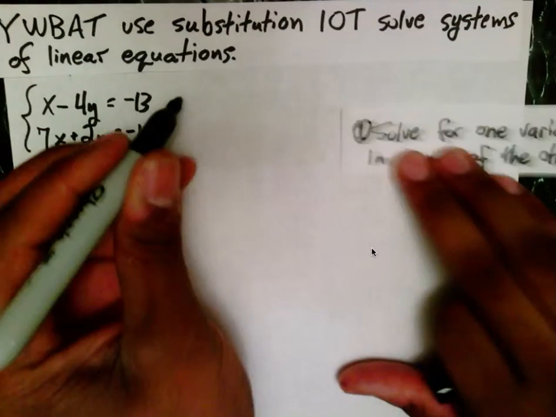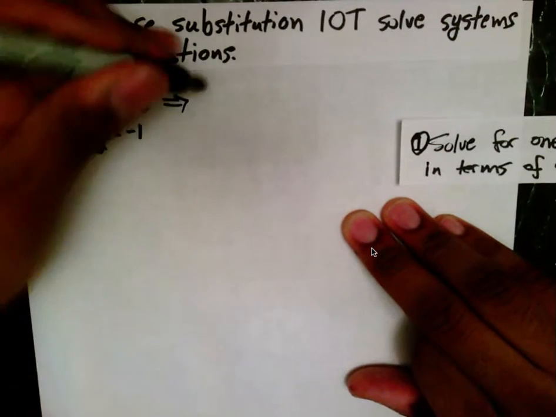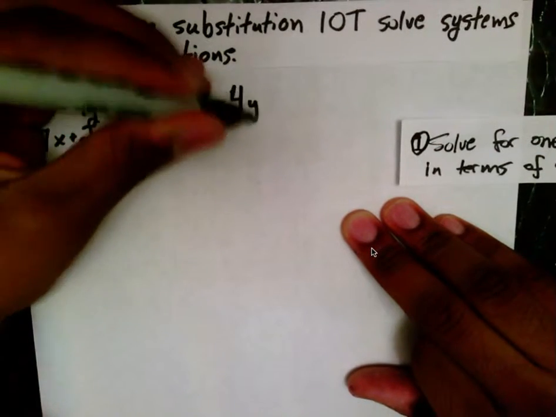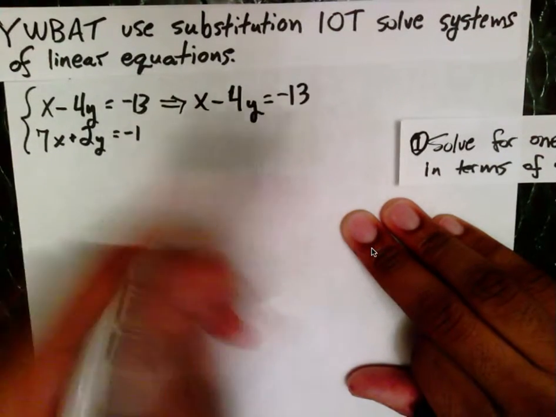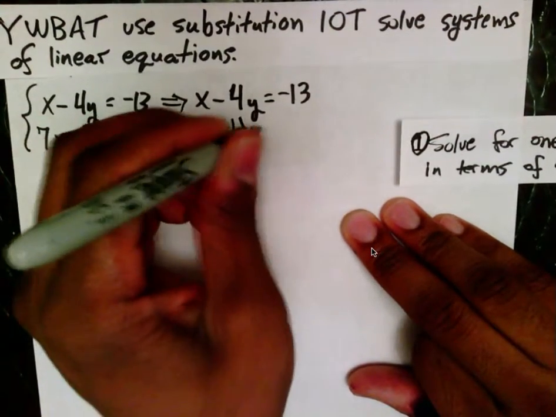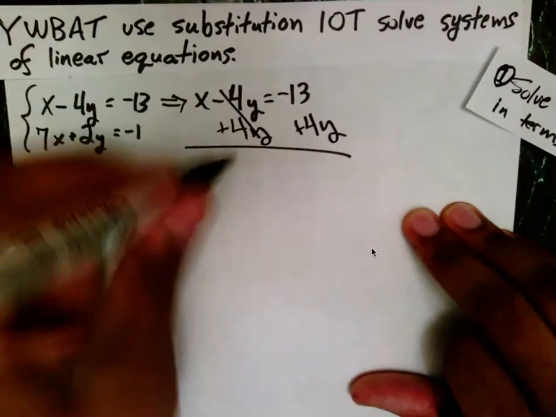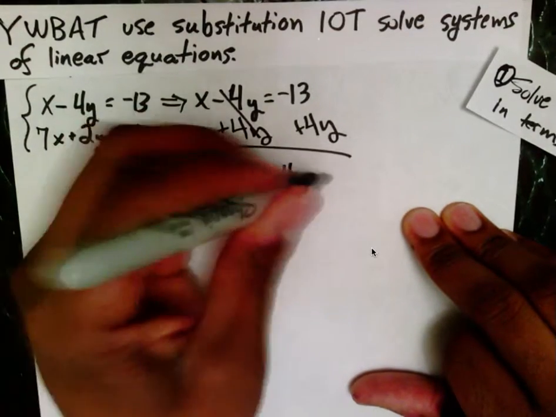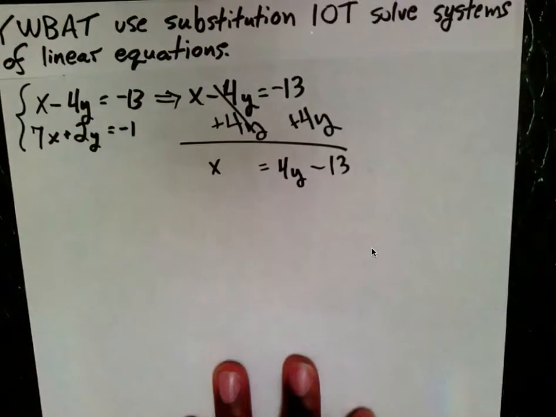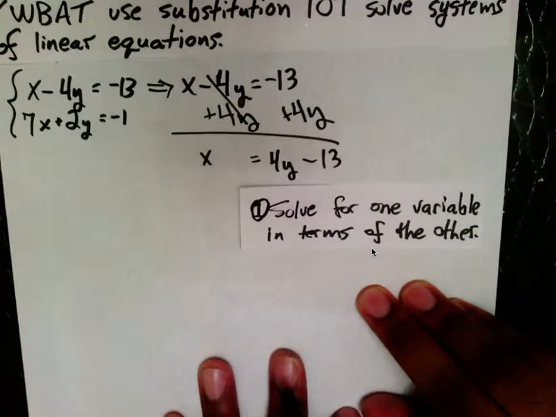So let's rewrite this top equation. x minus 4y equals negative 13. Let's solve for x by adding 4y to both sides. And that way our 4y will cancel, and x equals 4y minus 13. So now we've solved for x in terms of y.